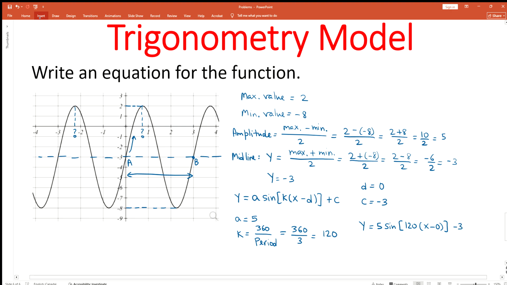X minus 0 is equal to just x. This is the equation of the given function. This should be the final answer for this problem. So these are the steps you have to keep in mind to solve this problem.